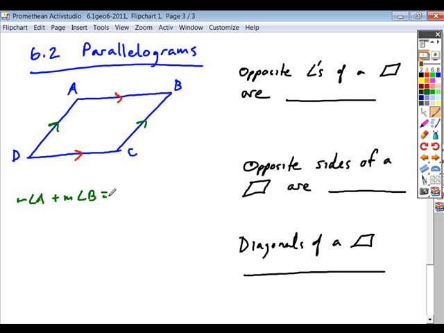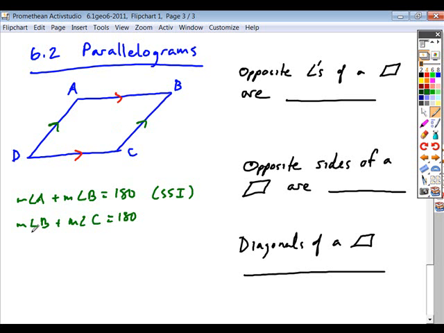What's it going to equal? 180, right? Because these are same side interior angles of parallel lines. So A and B equal 180. Well, what do we know about angles B and C? They also equal 180 for the same reason, right? They're same side interior angles of these two parallel lines.